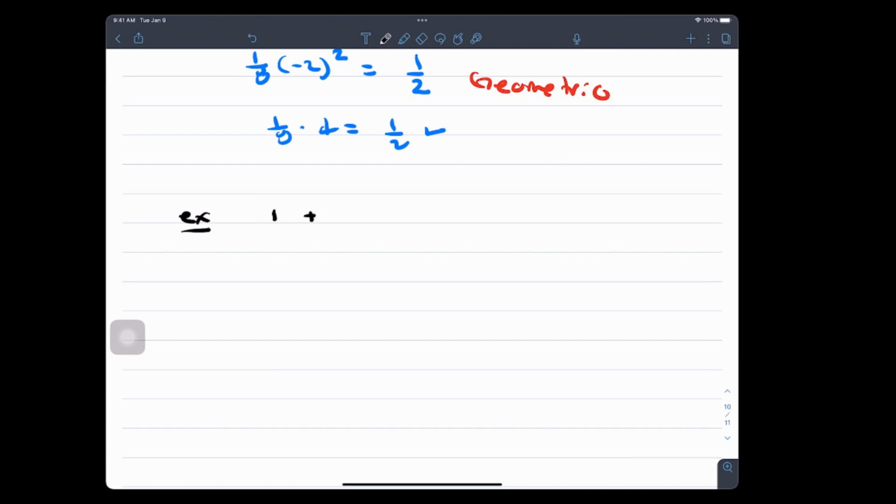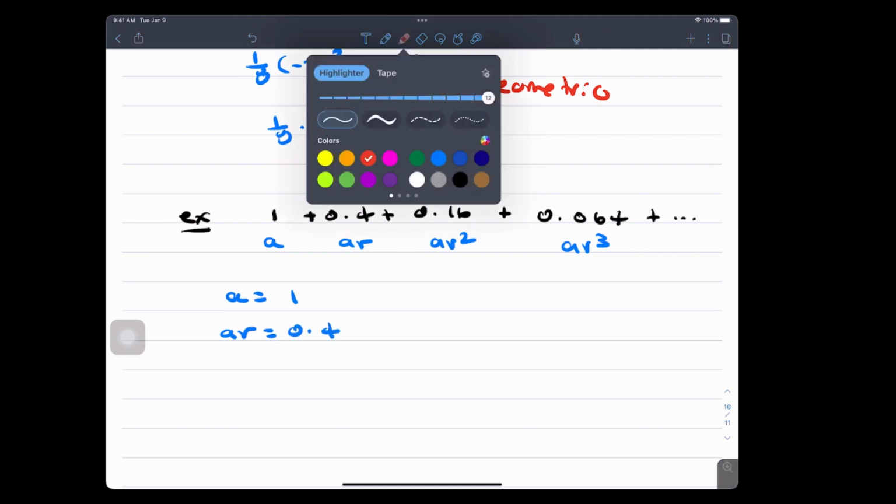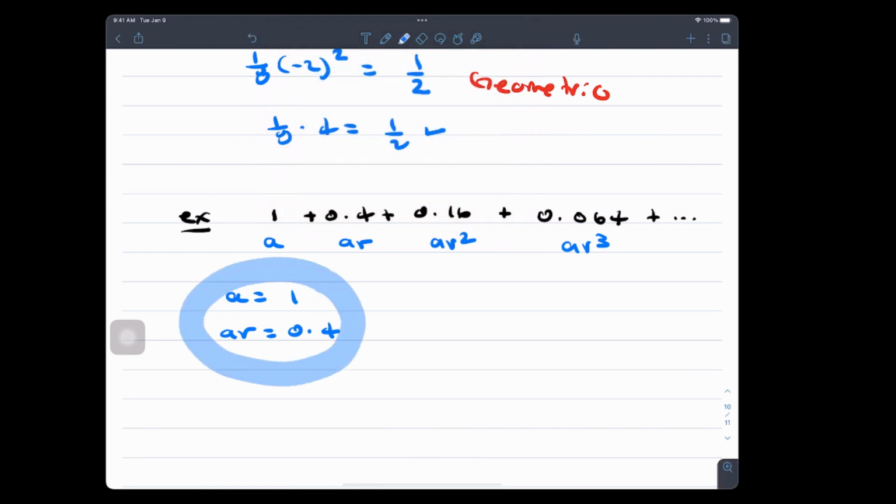1 plus 0.4 plus 0.16 plus 0.064. Again, what's the deal here? You got A, AR, AR squared, AR cubed. So this means A is 1, AR is 0.4. So you're going to repeat this process here. Since A is 1, replace this A with 1. What does that mean R has to be? 0.4.